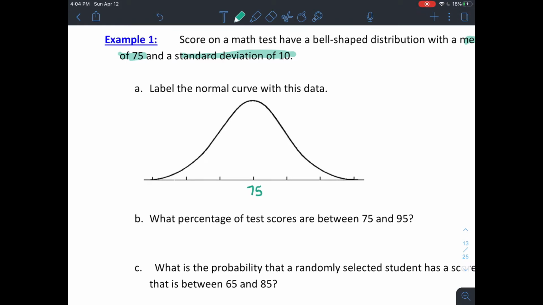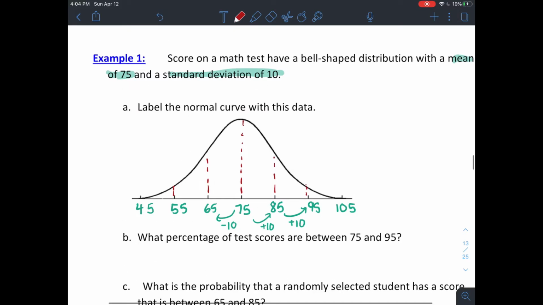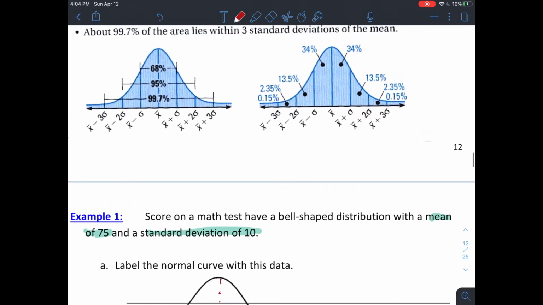The mean is 75, so that goes in the middle. My standard deviation is 10, so as I go towards the right, I'll be adding 10 to get my boundaries between the number of standard deviations. And if I go smaller, I'm going to subtract my standard deviation of 10. Since this is a bell-shaped normal distribution, the percentage of data values that fall between 65 and 75 or 75 and 85 are going to match those on my normal distribution.